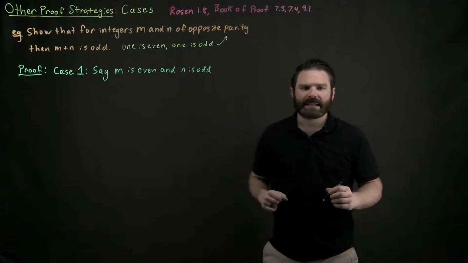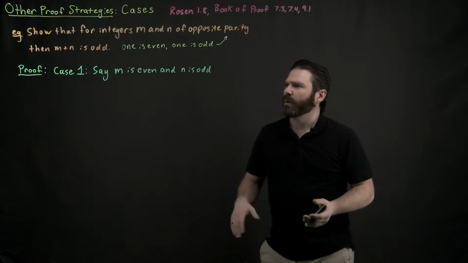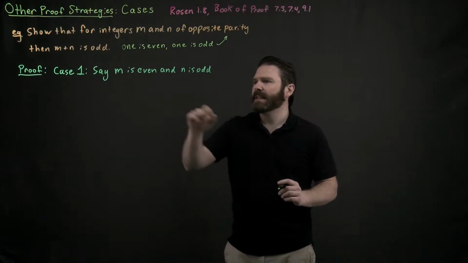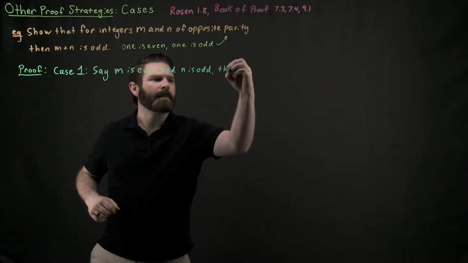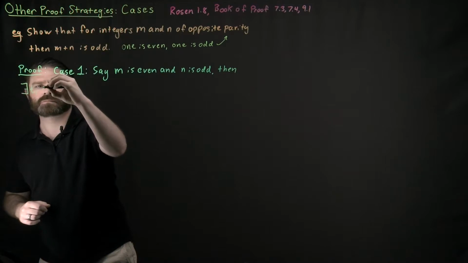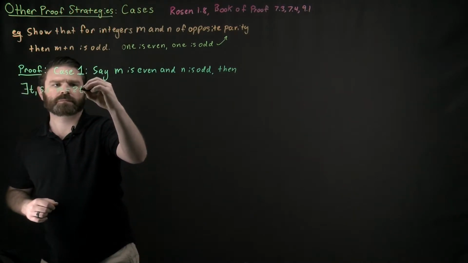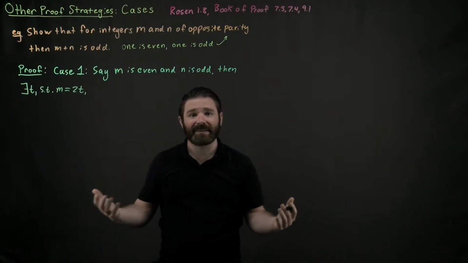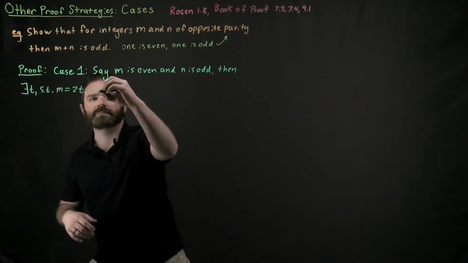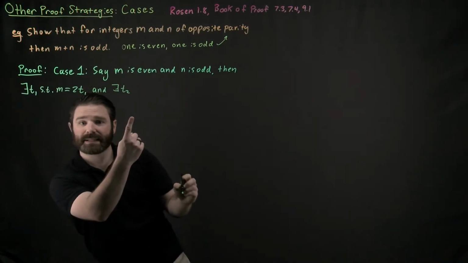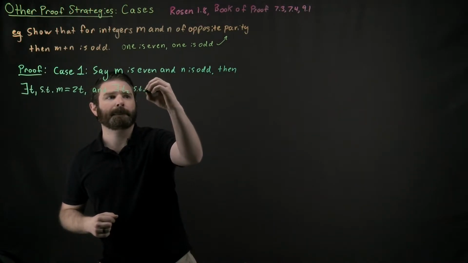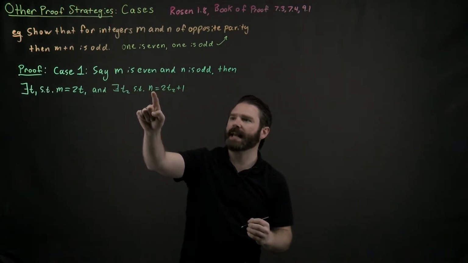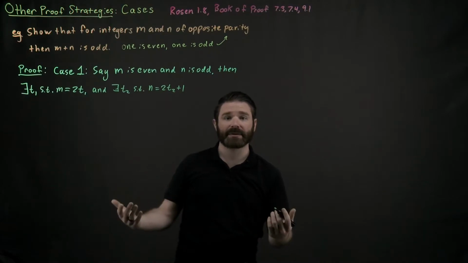So say m is even and n is odd. We have already seen lots of proofs like this. We already know the definition of even and odd, so let's go through this pretty quickly. If m is even, that means I can write m as 2 times some other integer, t1. And if n is odd, that means there exists some other integer, t2, such that n equals 2 times t2 plus 1. That's what it means to be odd.